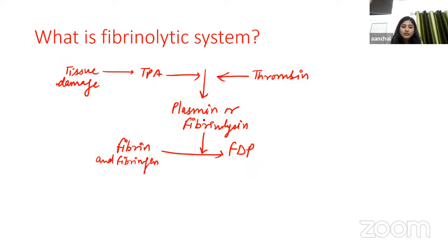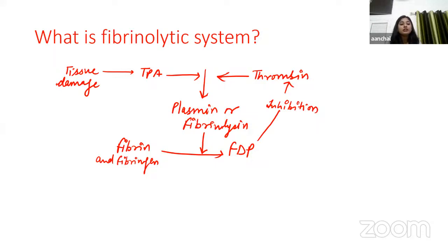Also, the process of fibrinolysis is slower than the clotting process. So this is all about the fibrinolytic system, and this FDP is also responsible for the inhibition of thrombin. Once again, I'm repeating all this process.